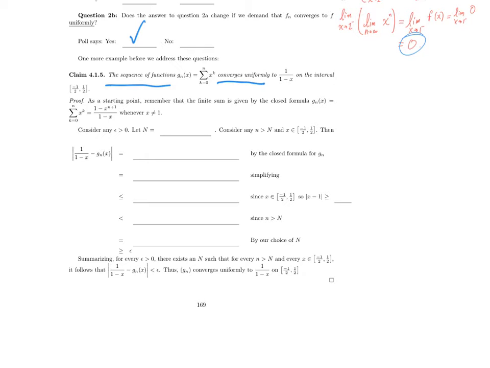So if I want to prove something about uniform convergence, I need to prove that for every epsilon something happens. So I need to start with: consider any epsilon bigger than 0. I will let big N be something that I get to choose. I'll consider any little n bigger than big N and any x in the closed interval from negative a half to a half. Then I want to show that this sequence of functions converges uniformly to 1 over 1 minus x. So I need to show that the limit minus the function is small.